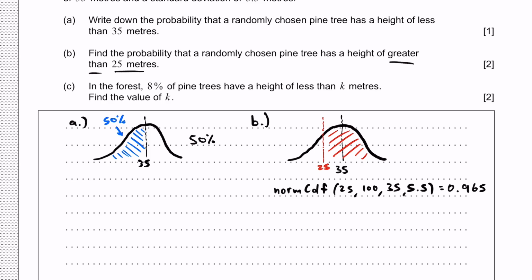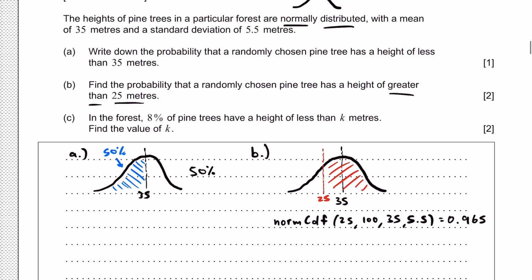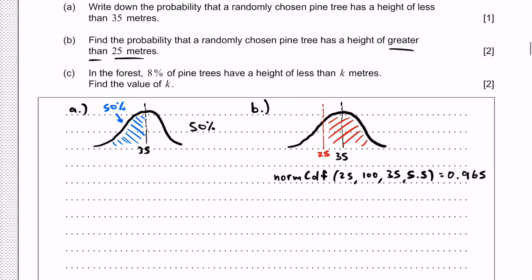Part C. In the forest, 8% of pine trees have a height of less than k meters. Find the value of k. This is actually pretty typical of normal distribution questions. Often they'll start with a NormCdf, that is, we have a cutoff point and calculate the percentage, and then they'll switch to an inverse normal, where they give us the percentage and we want to find a cutoff point. These are fairly common types of questions, and good to become familiar with.